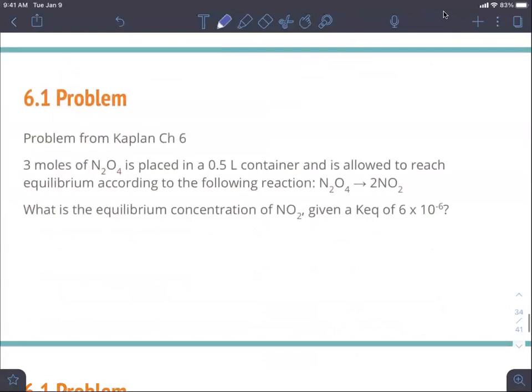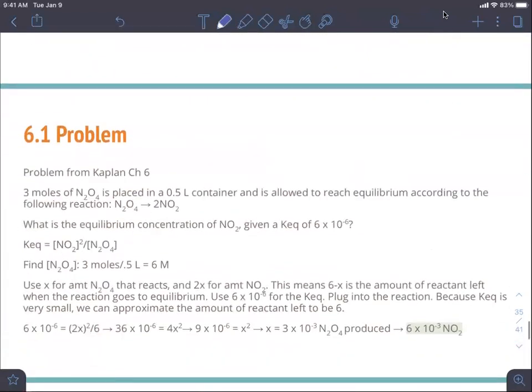Okay, so let's go over this. We had 3 moles of N2O4 placed in a 0.5 liter container, and that is allowed to reach equilibrium according to the following reaction: N2O4 goes to 2 NO2. What is the equilibrium concentration of NO2 given a K equilibrium of 6 times 10 to the 6? All we have to do first is write the general equation here, which is NO2 to the stoichiometric coefficient, which is 2, over the reactant, which is N2O4.